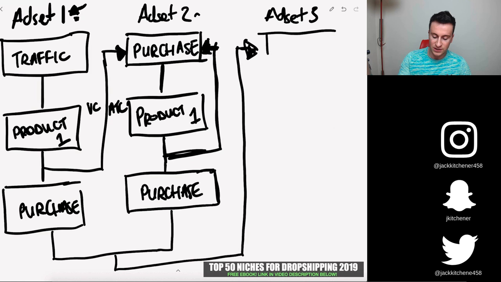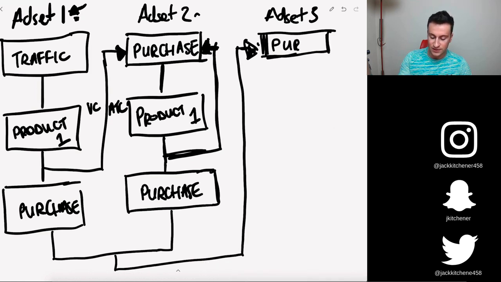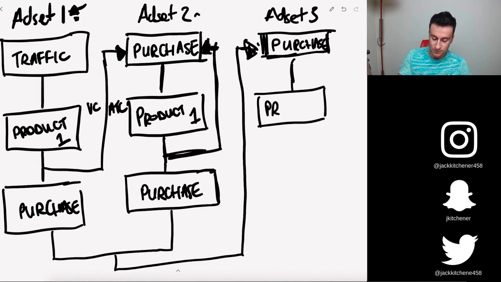Again, the whole idea is to convert these people again and get them to make a purchase. So this is going to be a purchase ad set as well. Rather than show them product one, because they've already bought product one, this is going to be product number two. And then again, the process finishes with making a purchase.